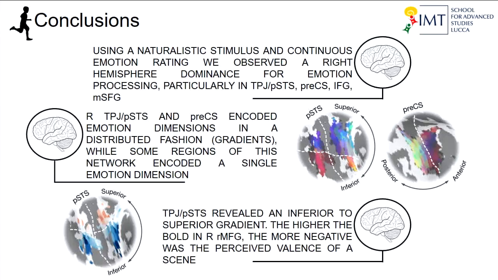And this gradient is also observed when we look at the features of the emotion dimensions. TPJ and posterior STS show an inferior to superior gradient, where in the most inferior part, the higher the BOLD is, the more positive the valence, while in the superior one, the higher the BOLD is, the more negative is the valence. And while in most of the regions the higher the BOLD is, the more positive is the valence, just in the right rostral middle frontal gyrus, the higher the BOLD is, the more negative is the valence.